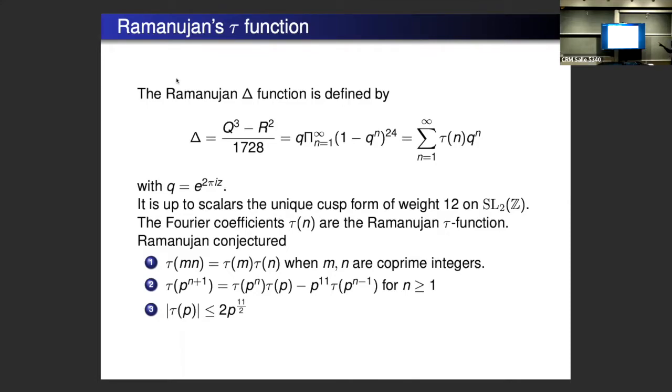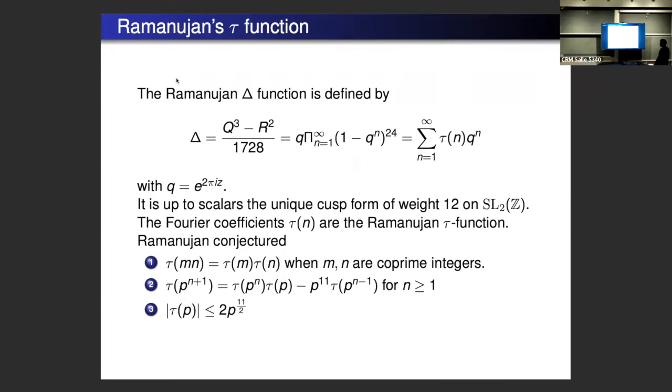Now for Ramanujan, I think the delta function was primarily given by this product expansion, rather than the connection with modular forms. But of course, with his remarkable intuition, he perhaps knew that this function was very important, and its Fourier coefficients are called the Ramanujan tau function, and Ramanujan conjectured three properties about this tau function, right?